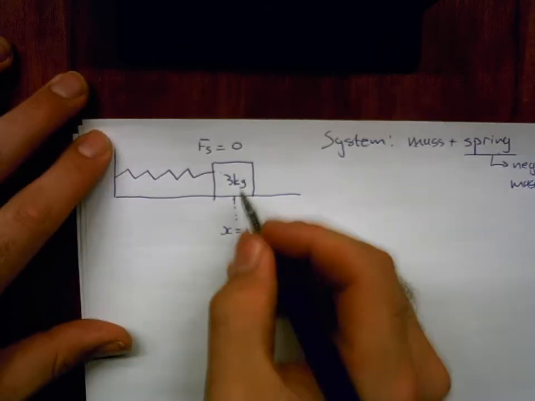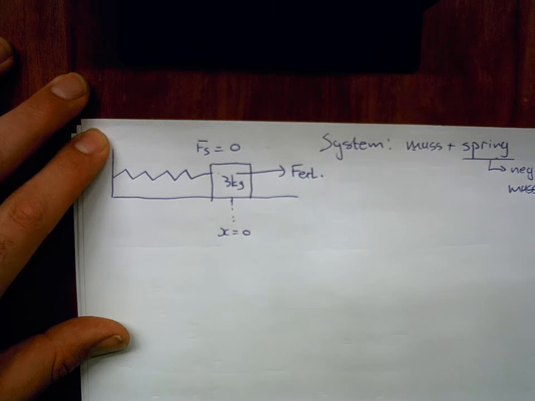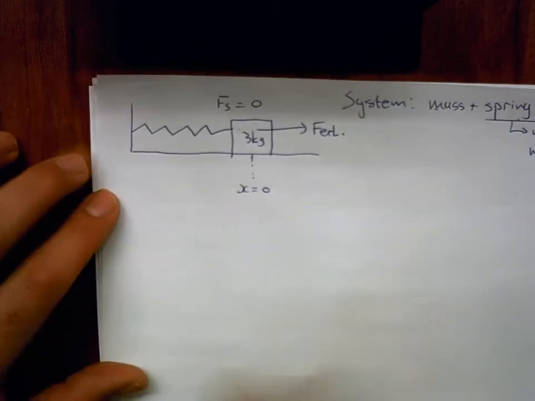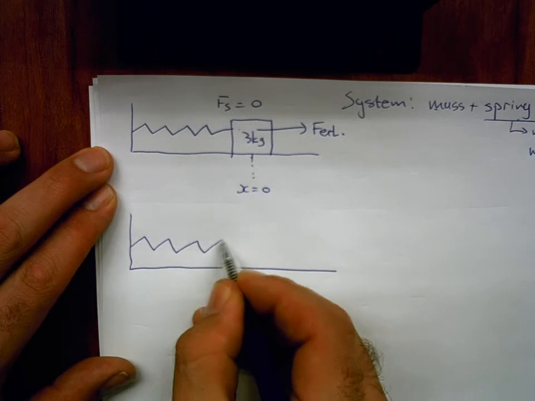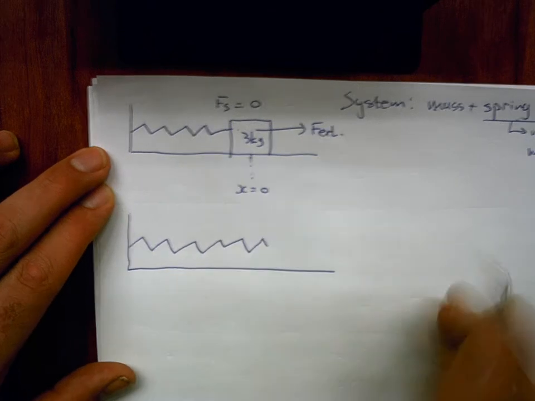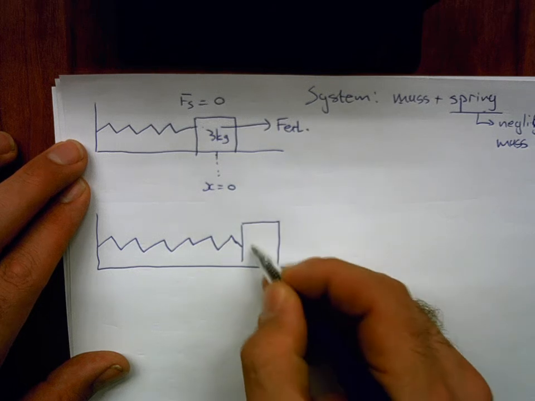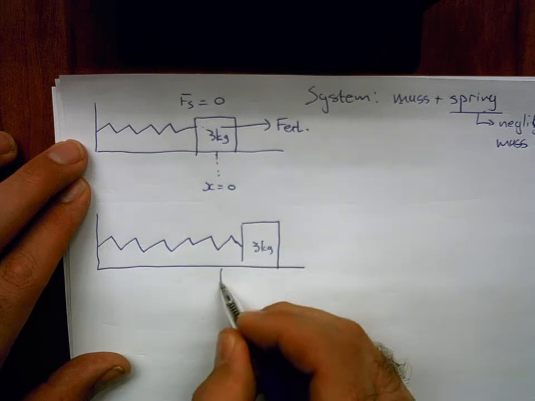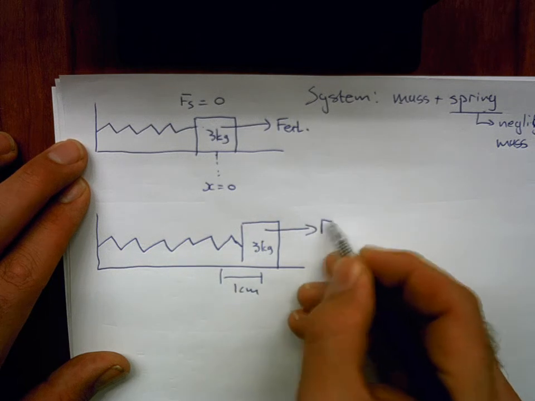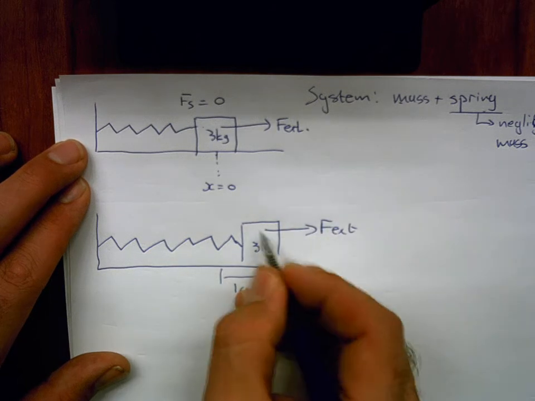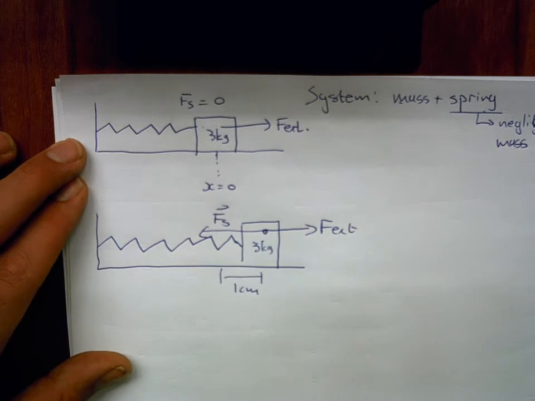The only force that can do work is the external force that we are now applying to this mass. Because of this external force, at some later time, the mass is over here, and that is equal to 1 centimeter. We still have our external force, but we now also have a non-zero spring force trying to pull the mass back.